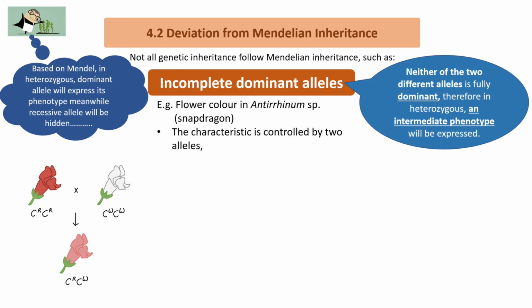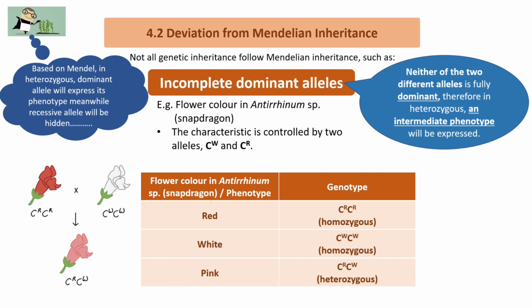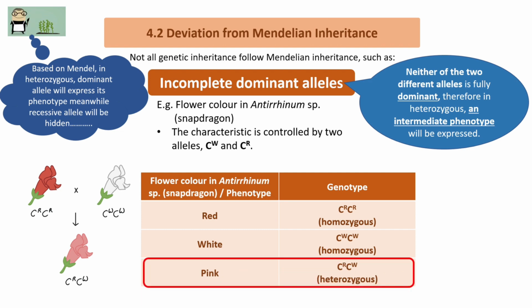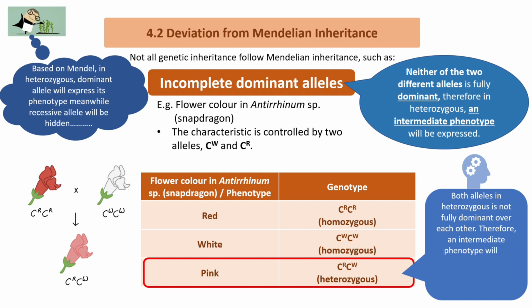The characteristic is controlled by two alleles, CW and CR. For red flower color, the genotype is homozygous CR-CR. For white flower color, the genotype is homozygous CW-CW. In heterozygous CR-CW, the flower color is pink. This is an example of incomplete dominant alleles, where both alleles in heterozygous is not fully dominant over each other. Therefore, an intermediate phenotype will be expressed. Pink is an intermediate phenotype, a blend of red and white.